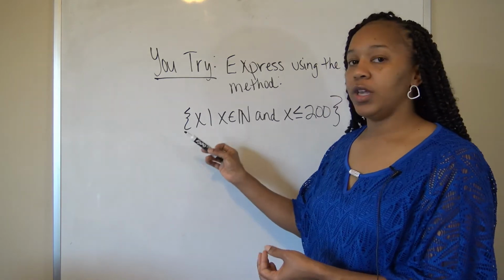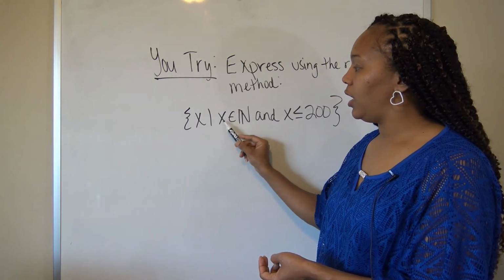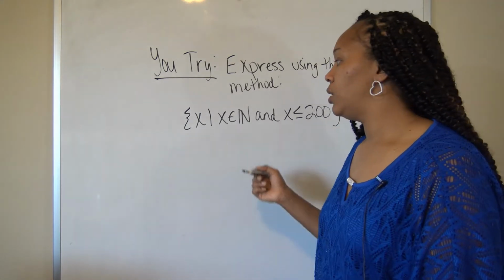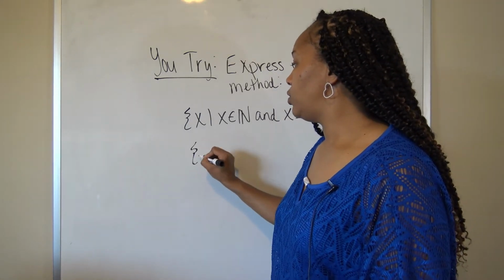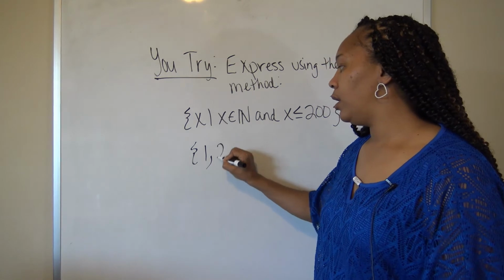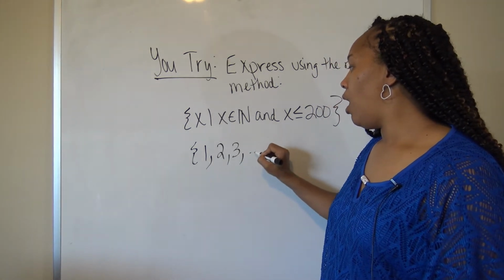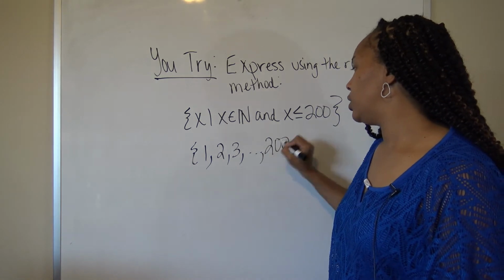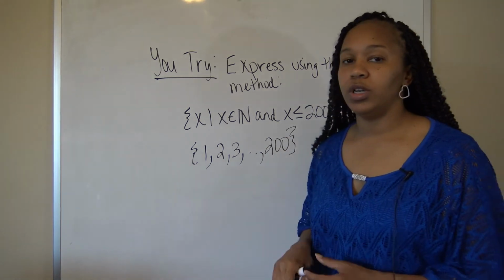So hopefully you read this as the set of all x such that x is a natural number and x is less than or equal to 200. So since we know that x is a natural number, that means you're going to start with 1, you're going to keep going all the way till you get to 200. And since it says equal 200, you will include 200 in that set.